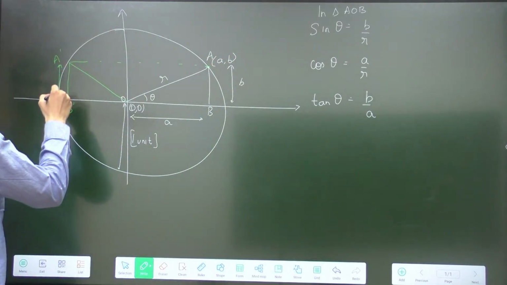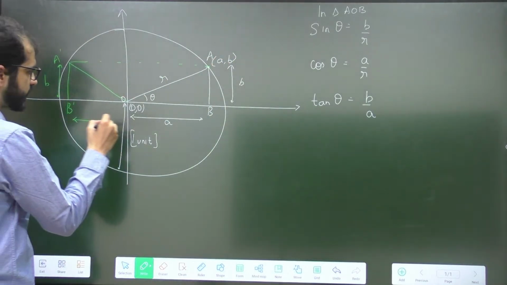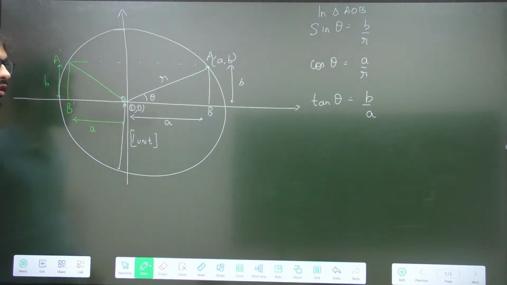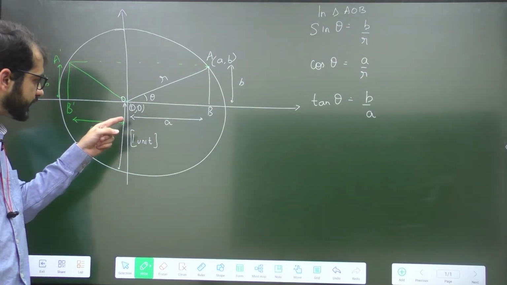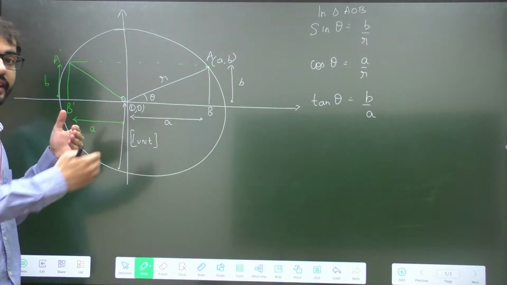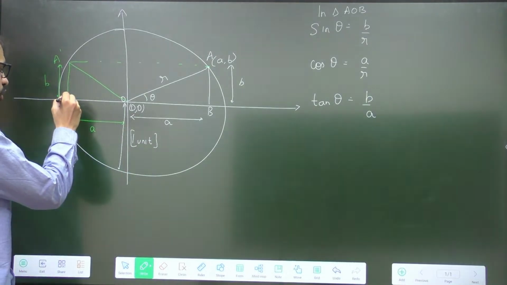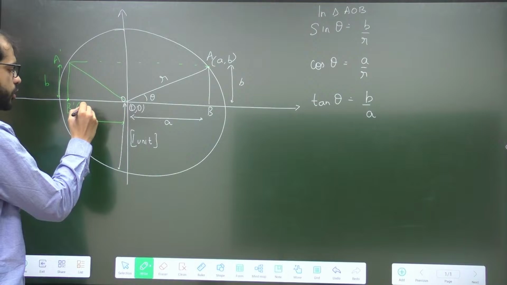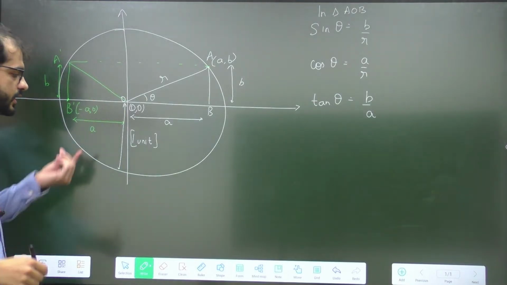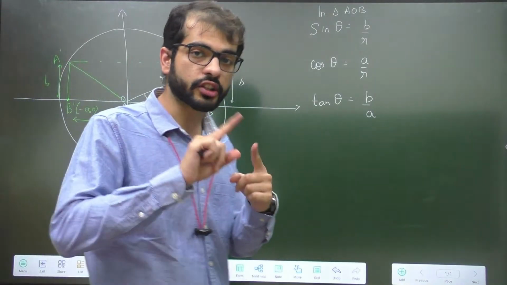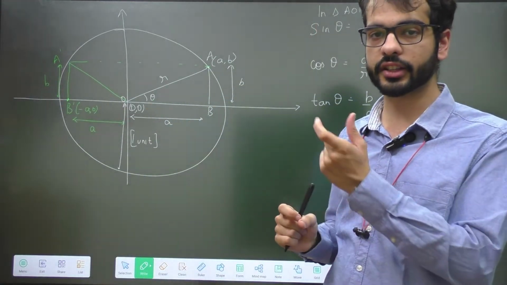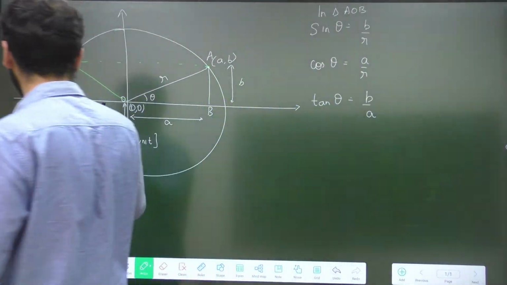So I am going to call it small b. The length will be denoted by small a. Now the point to be noted over here is the length is a. If the length is a in negative direction, then what is the coordinate of this point? The coordinate is going to be minus a comma 0. Distance is a. But because it is on the negative x-axis, we are going to write it with a negative sign. So it becomes minus a comma 0.